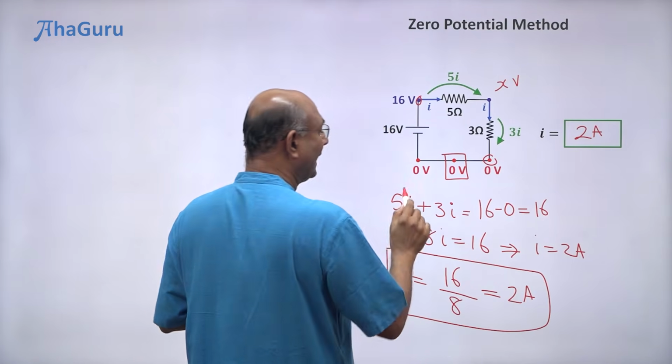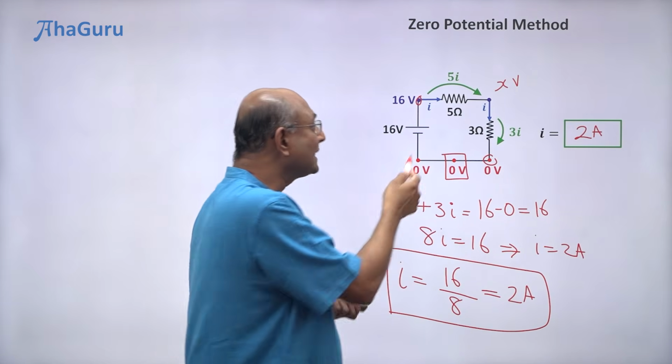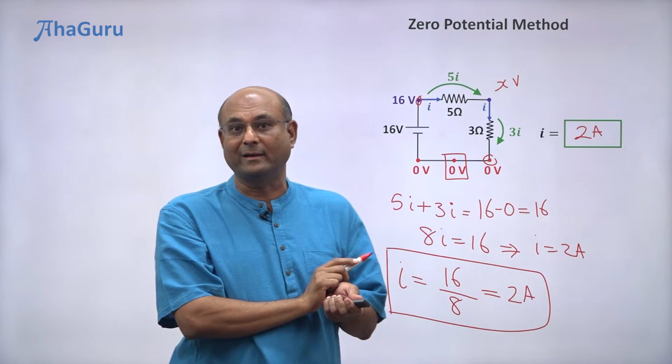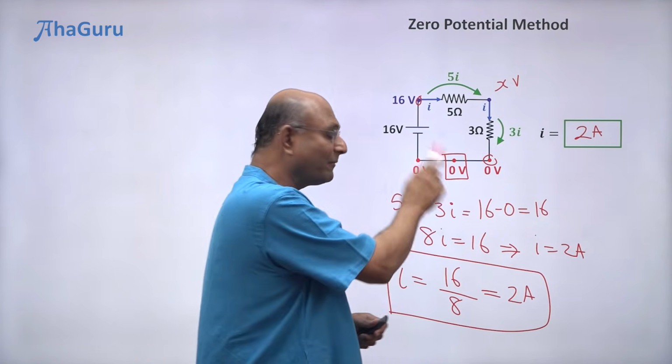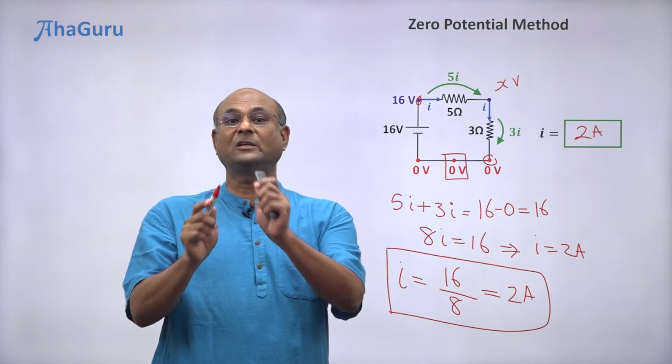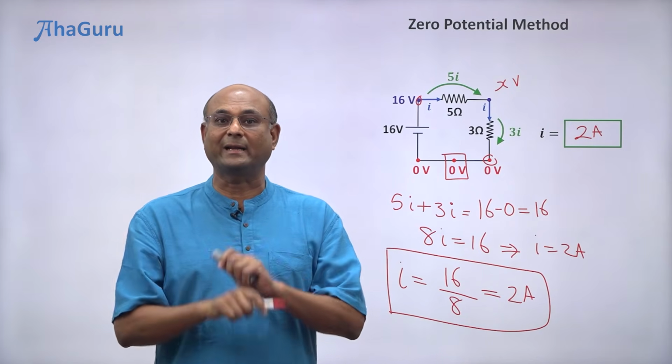But generally, I want you to learn how to solve it by using I, because in certain cases, you may not be able to combine, but you will always be able to write an equation like this and solve. So I hope you have understood the power of zero potential method. As you do more and more problems, you will understand this better.